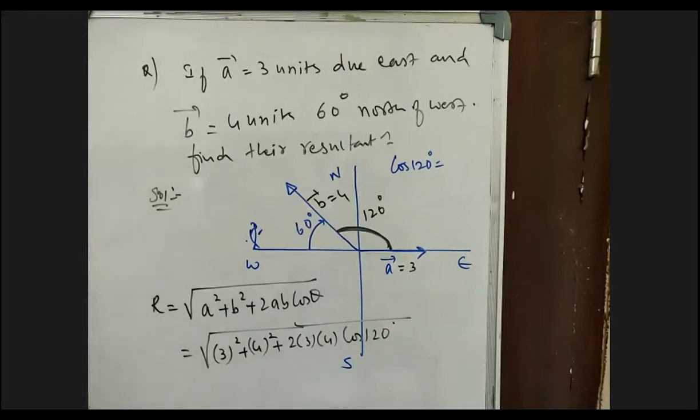Cos 120, sin 120 is cos 30. So cos 120, sin 30 only, right? 1 by 2. So cos 120 should be half, right? So 1 by 2. That's what I'm telling you.